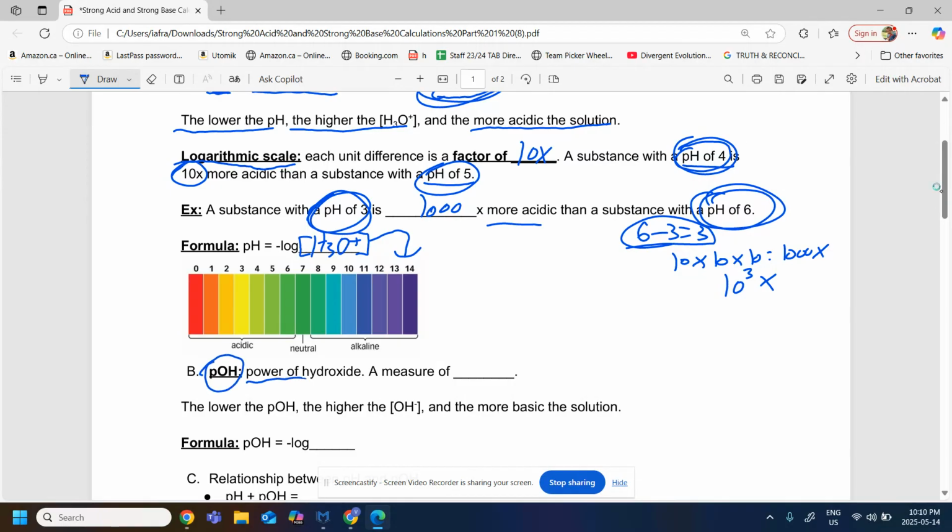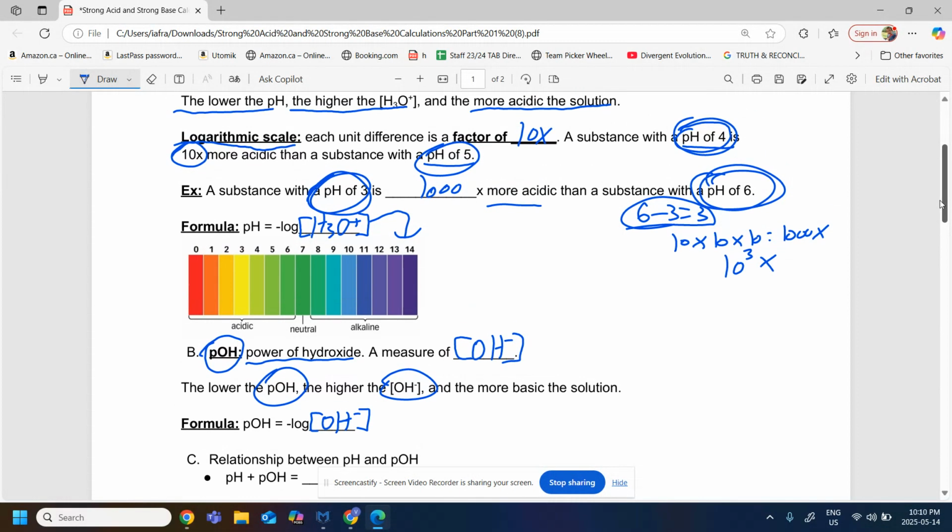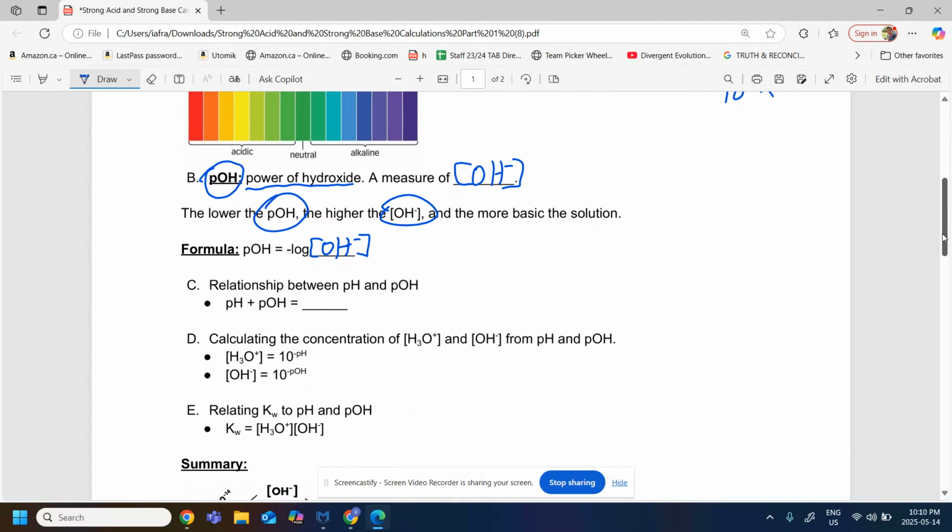The pOH is another measure. It's called the power of hydroxide. So rather than measure the hydronium ion concentrations, this measures the OH- concentrations. And think of it almost like the pH, but more on the base side. So the lower the pOH, the higher the OH- concentration is, and the more basic the solution is. And if you want to find the pOH, you would do the negative log of the concentration of hydroxide ions in the solution. So that's another relationship that you can do to find the pOH.